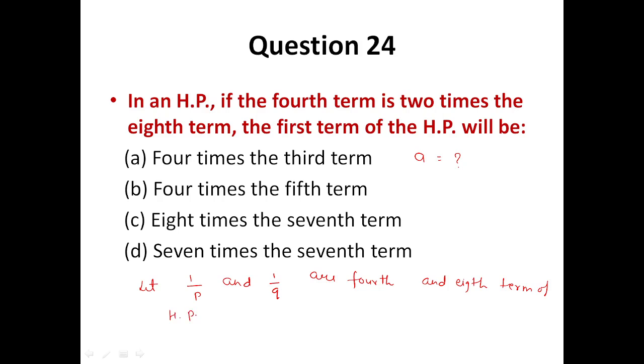Okay, so from here what can you imply? That P and Q are the fourth and 8th term of AP, because HP is the reciprocal of AP. Okay, now since P is the fourth term of the AP, P is equal to A plus 3D, and Q is the 8th term of the AP, so Q is equal to A plus 7D.